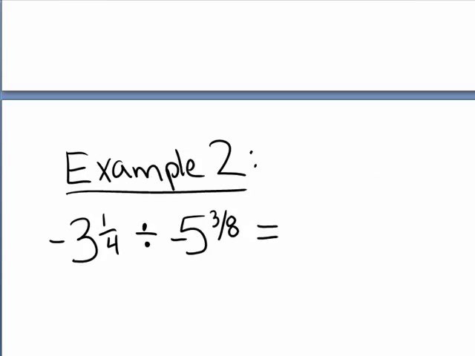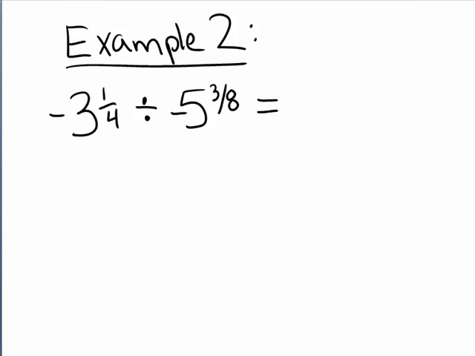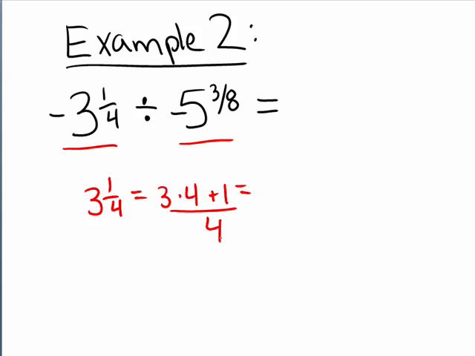And finally, let's do one last example. Here I am dividing two mixed numbers. I will first rewrite 3 1/4 as an improper fraction. 3 times 4 plus 1 all over 4. So that's 13 over 4. So negative 3 1/4 is really negative 13/4.